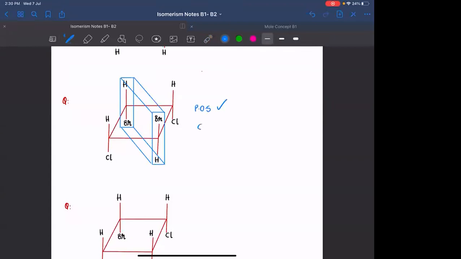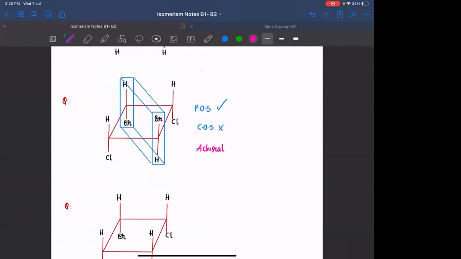For this there is no center of symmetry. Center of symmetry क्यों नहीं है? Diagonally opposite ends में different groups है. यहाँ पे chlorine है तो यहाँ पे H है. You need to have all the groups similar diagonally opposite. Okay, so this doesn't have center of symmetry, but this is having plane of symmetry. Hence, overall, this is going to be achiral.